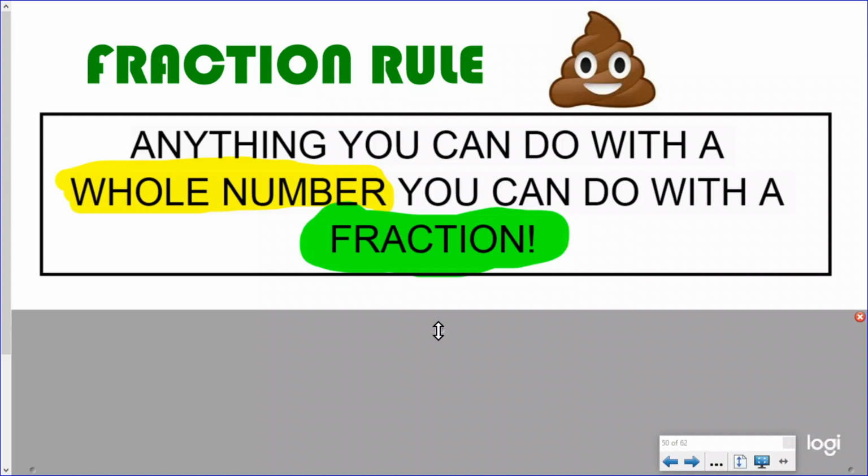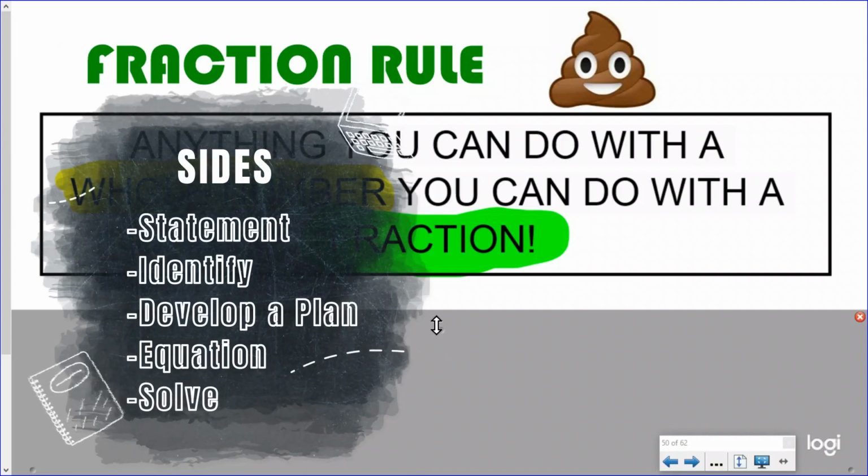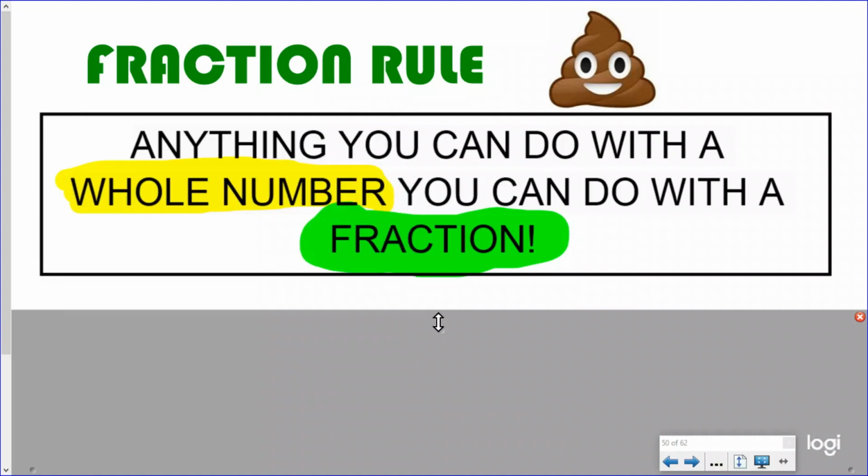So, if you have a word problem in front of you with fractions, don't fret, don't break your neck, just do the sides check, which again, Instructed Beats has a wonderful song to explain our word problem strategy to you if you do not have one. If you are a loyal follower of Instructed Beats, you will know what I'm talking about. Go ahead and use your statement and identify, developing your plan with your tape diagrams, and you will be able to solve any fraction word problem.